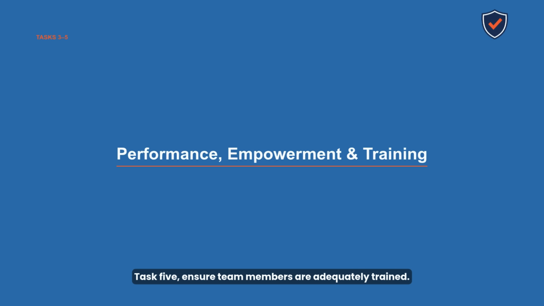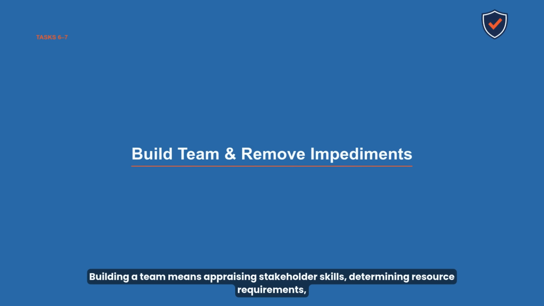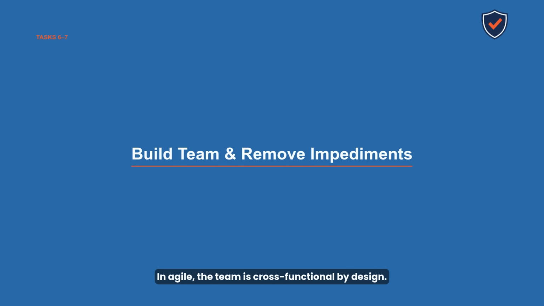Task 5, Ensure team members are adequately trained. You determine what training is needed, select the right options, allocate resources, and measure outcomes. Be proactive. Identify gaps before they become problems. Task 6, Build a team. Building a team means appraising stakeholder skills, determining resource requirements, continuously assessing team capabilities, and maintaining knowledge transfer. In Agile, the team is cross-functional by design.